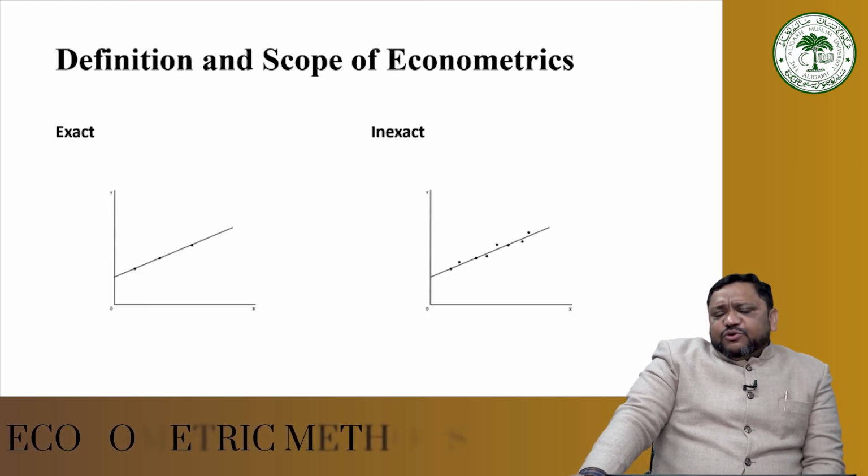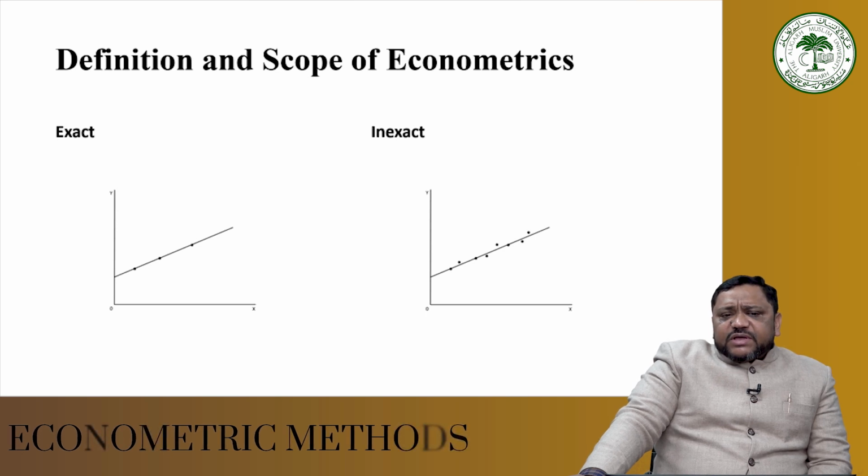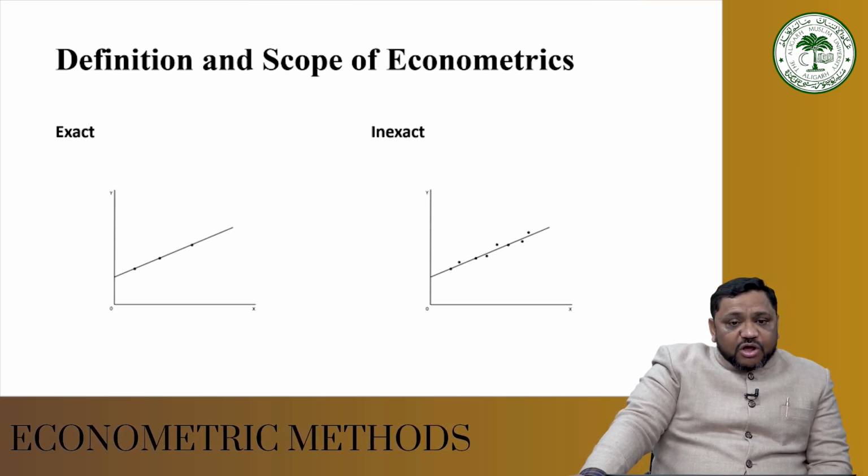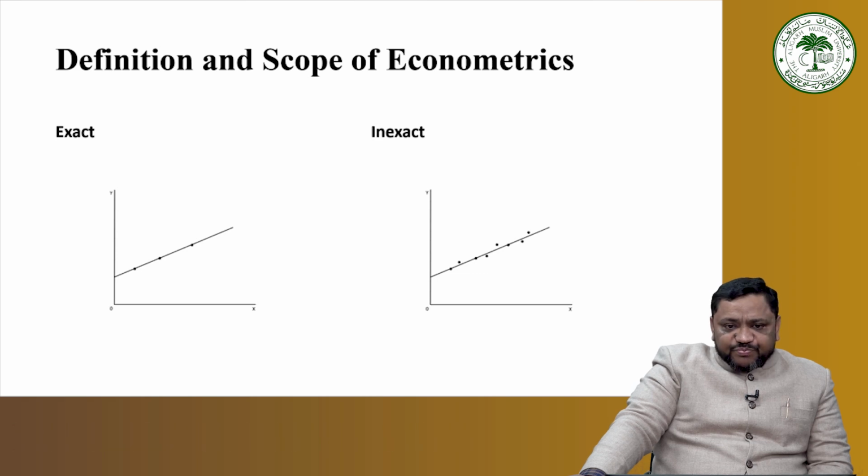An important thing to understand is that mathematics assumes an exact relationship between variables, while econometrics assumes that the relationship between variables is inexact. The first diagram is an example of an exact relationship. This is presumed by the discipline of mathematical economics. All the data points are on the line. The second figure represents an inexact relationship.